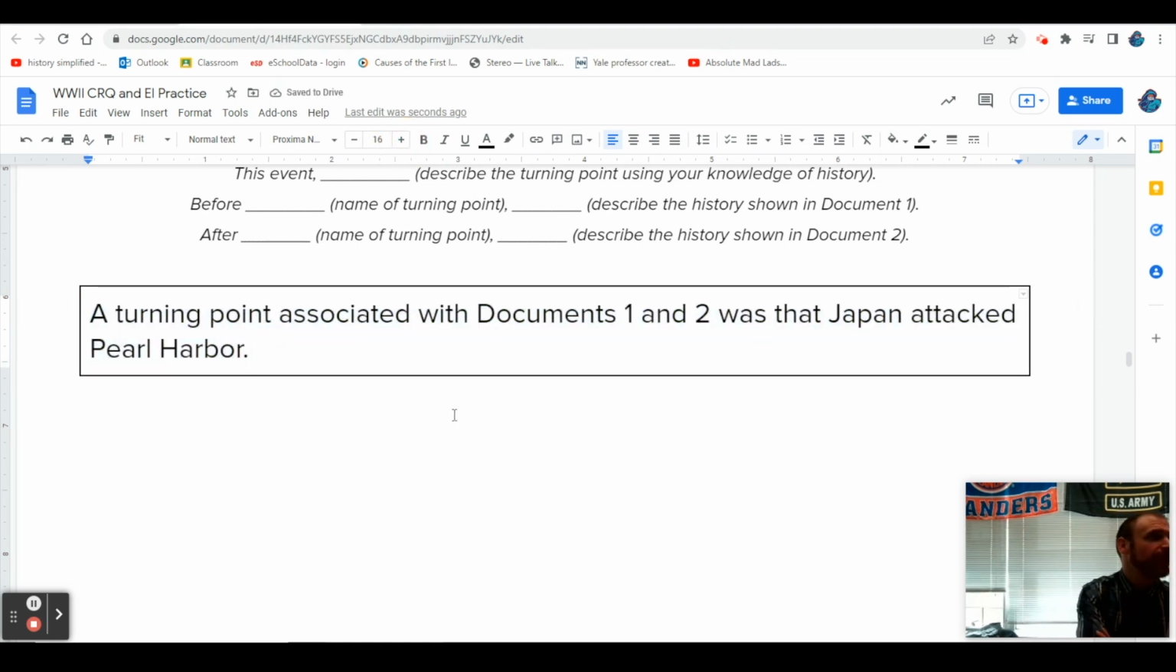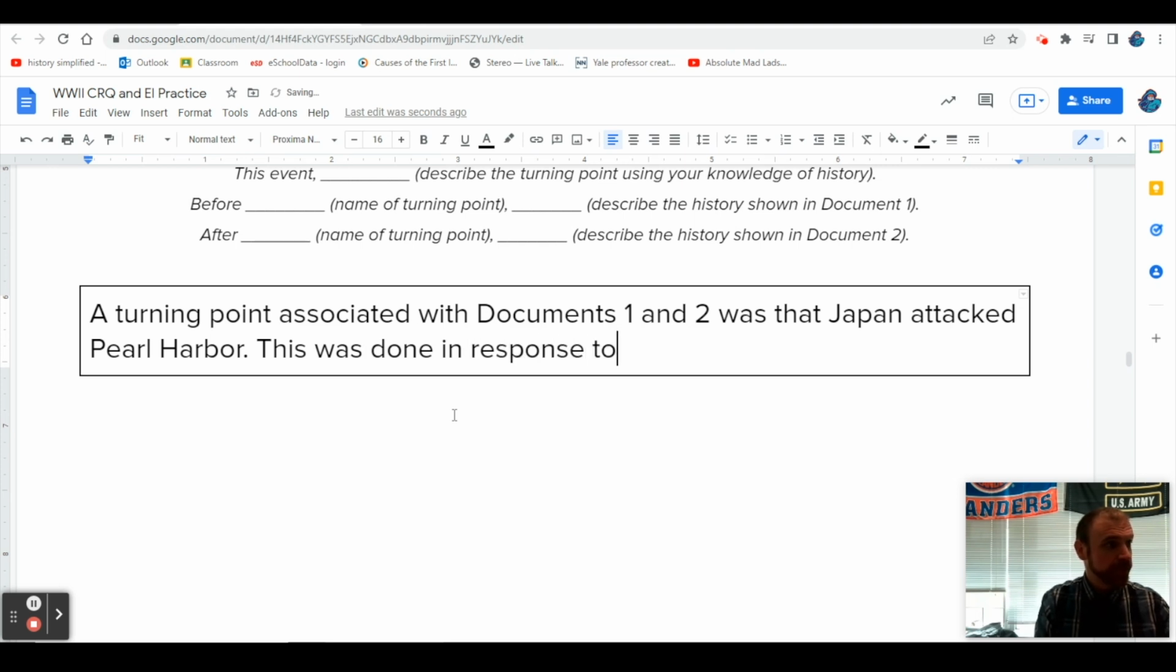Okay, second phrase here says this event, comma, blank, describe the turning point using your knowledge of history. So I'm just going to explain the attack on Pearl Harbor. This was done in response to the U.S. stopping the sale of oil to Japan.